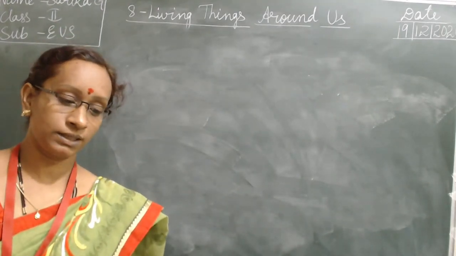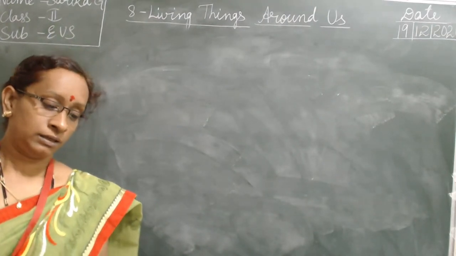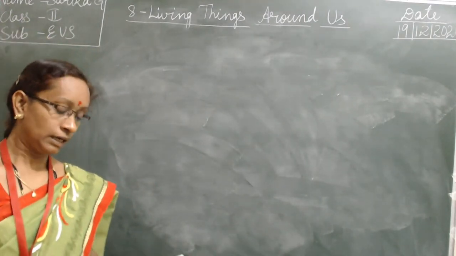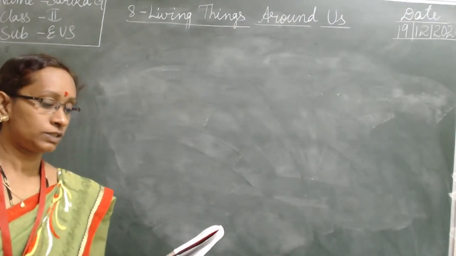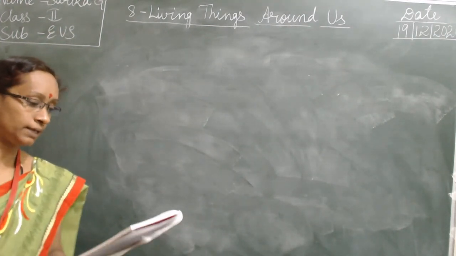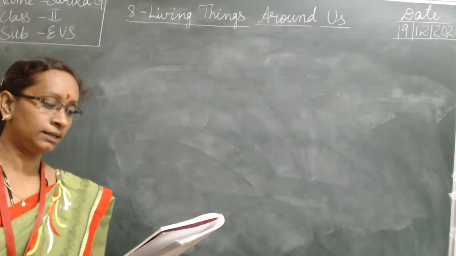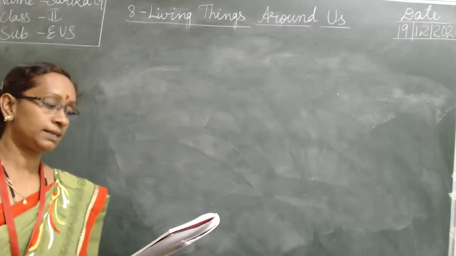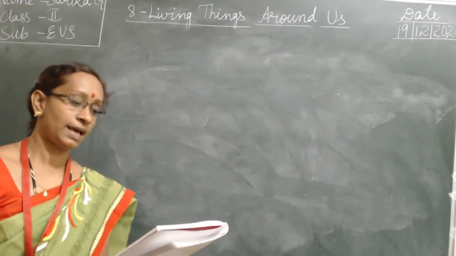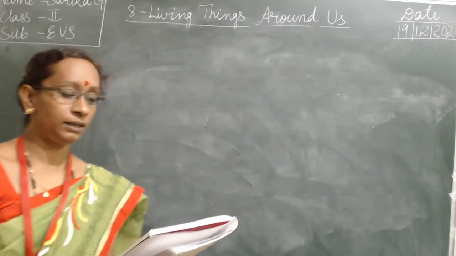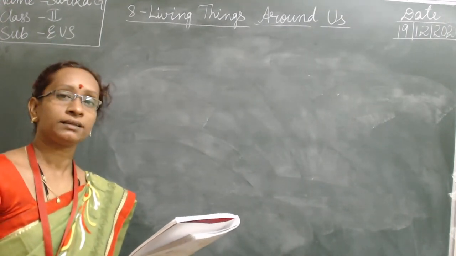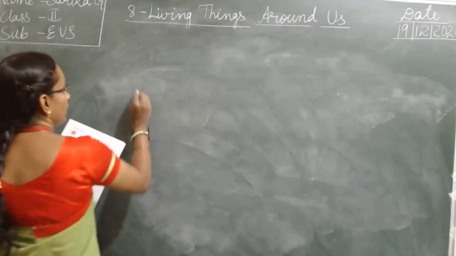Next, animals around us. Pep activity. Use the clues to find the name of Rakesh's favorite animal. First one: a big gray animal that has a trunk, a tail, and two big ears. Which animal? It is an elephant.